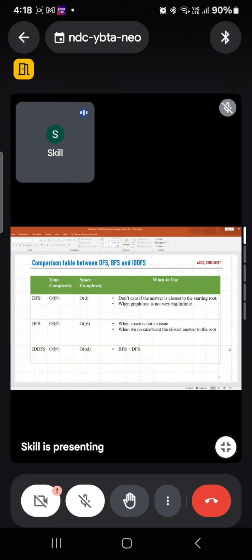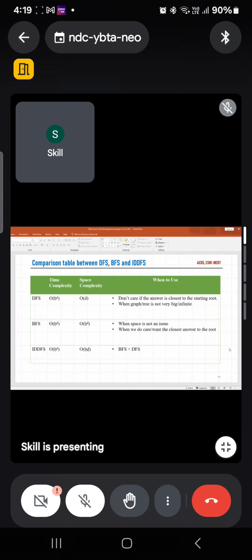So all the nodes in a particular level are stored directly at a particular level. Then we can write order of b to the power d as all the nodes are stored at a particular level. So this will be the space complexity for BFS.